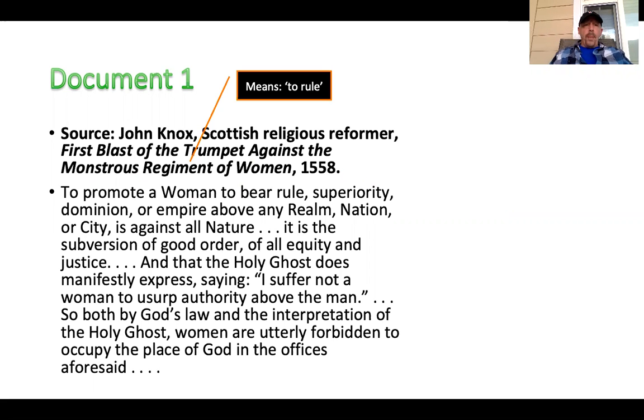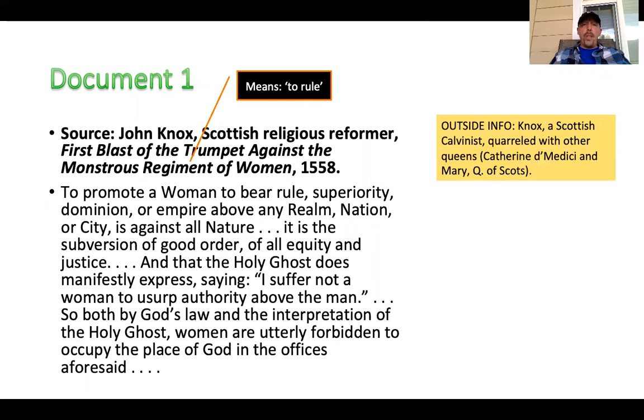So here we go. This one's John Knox, Scottish religious reformer, from First Blast of the Trumpet Against the Monstrous Regiment of Women, 1558. So right away, this should remind us of some of the context. Maybe we might put this in the introduction. Maybe it would work for this document, but Elizabeth is Queen of England during the Reformation. So gender is not the only issue she's got to grapple with, but she's got to grapple with the tensions between Catholics, Protestants, and then within Protestants, Anglican, Calvinist.